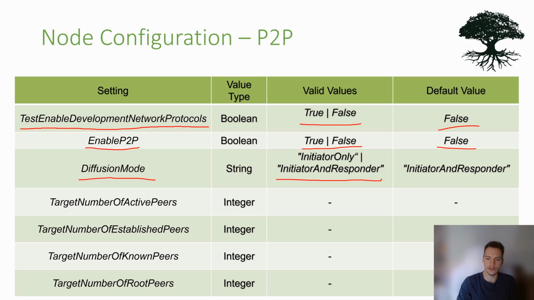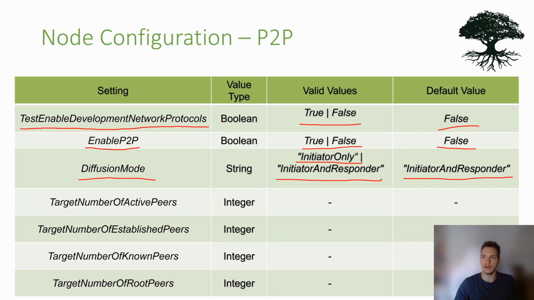While in the initiator and responder mode, it's going to both ask peers to connect to them and accept and respond to connection attempts from other nodes. Important thing to say is that the default value is initiator and responder. So this mode supports the duplex data flow in both directions from two nodes, while initiator only does not support duplex. So even if we have an outgoing connection in this mode, it's never going to be duplex, right?